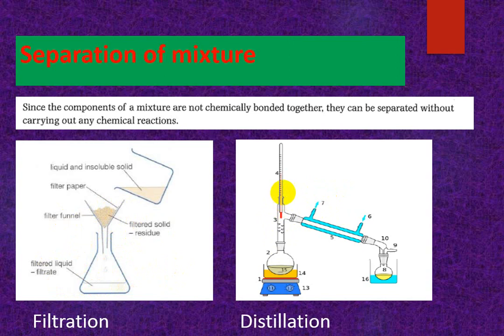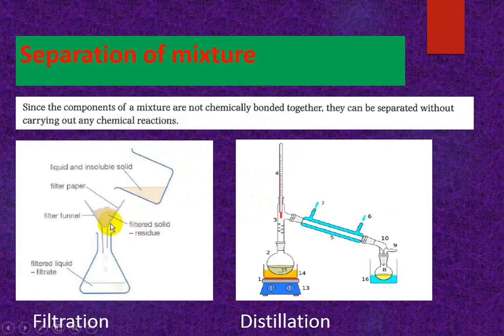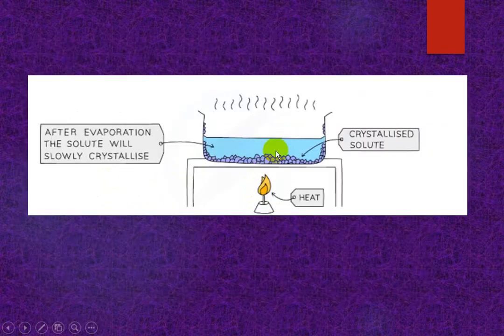And this is distillation, and this is another separation technique. This is called crystallization. We give heat, and we separate the soluble solid. Some solids are soluble. In the filtration process we can separate insoluble solid. In the crystallization process, we can separate soluble solid.